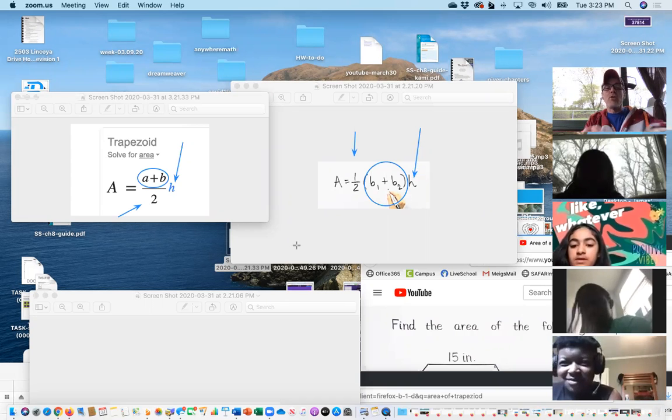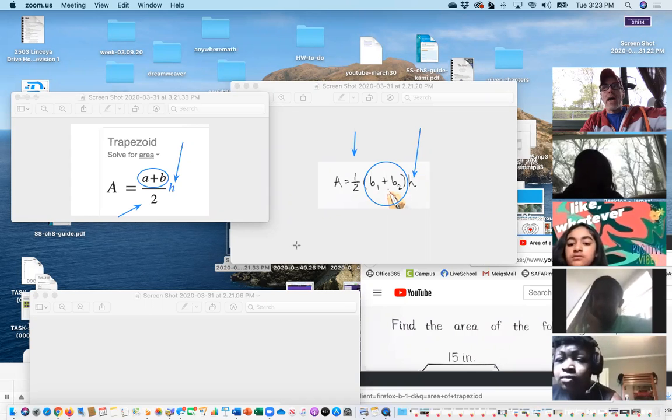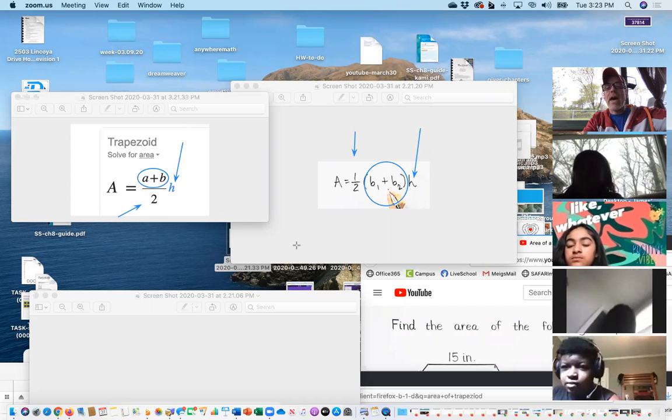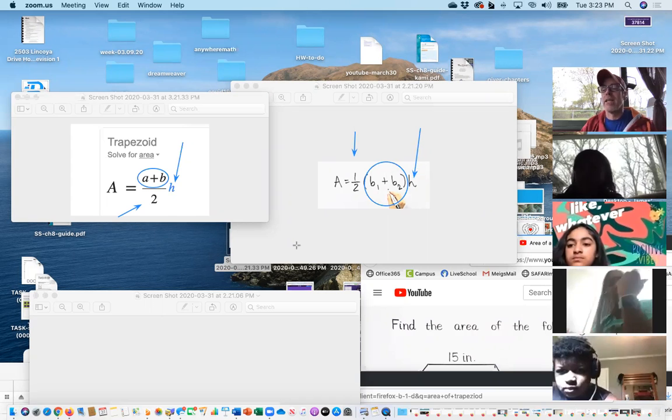Do you see that? You got your A base and your B base. That's B1, B2, same thing. Half of it, or divided by 2, times your height, correct? So they're both saying the same thing.